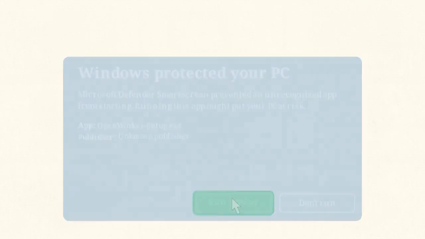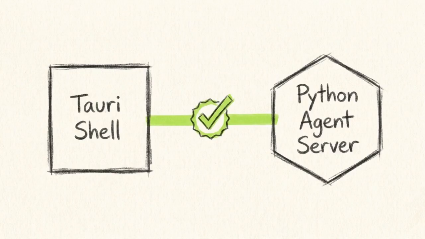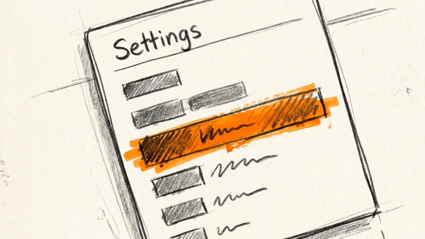Clicking this allows the local installation to continue onto your machine. You have successfully installed the software when the native Tauri desktop shell launches on your screen. By bypassing this initial operating system block, you have established the environment needed to run the local Python agent server. Now we must choose an intelligence engine.